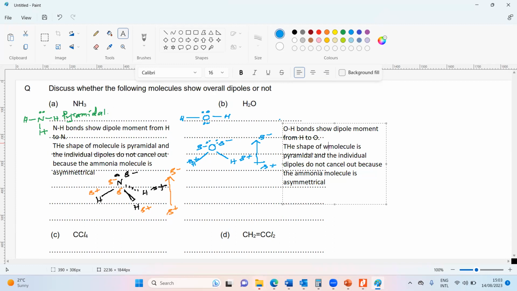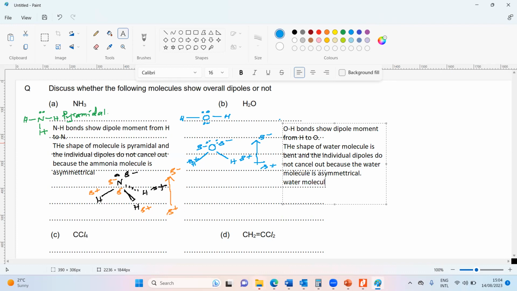The shape of the water molecule is bent, and the individual dipoles do not cancel out because the water molecule is asymmetrical. Again, we can say one more sentence.